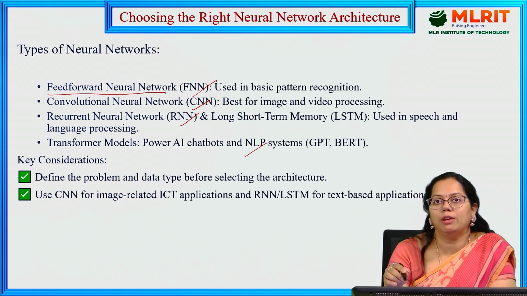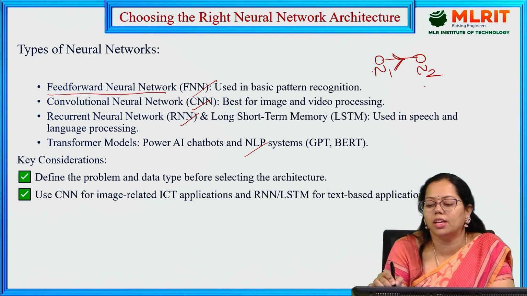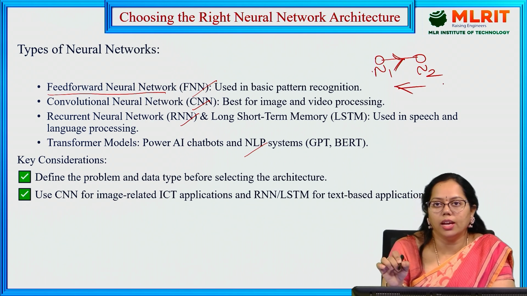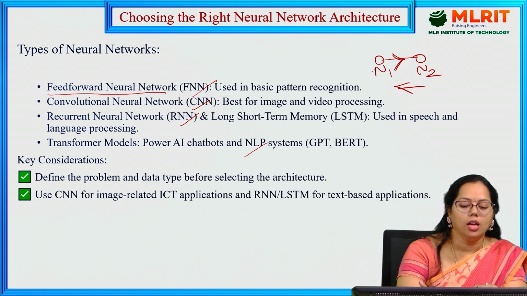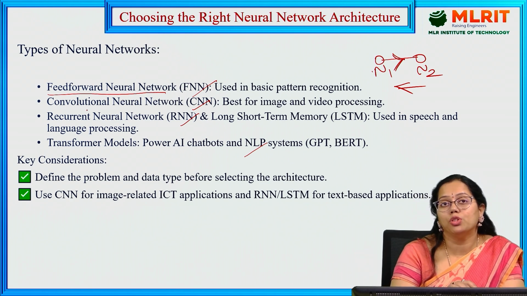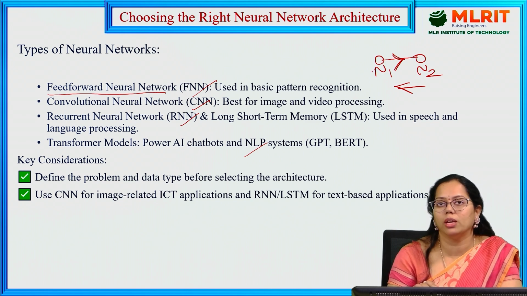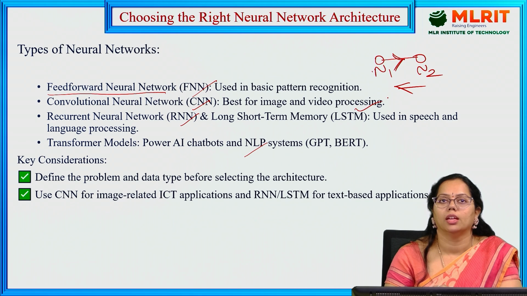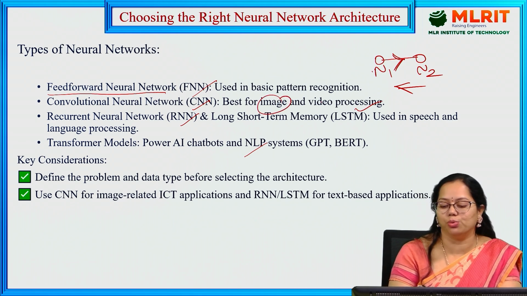Feed forward neural network is something that only forwards from one neuron to the other neuron. This is done only in the forward manner. There is no backward manner. It doesn't support back propagation. Convolutional neural network is used best for image and video processing. CNN is best for images and videos.